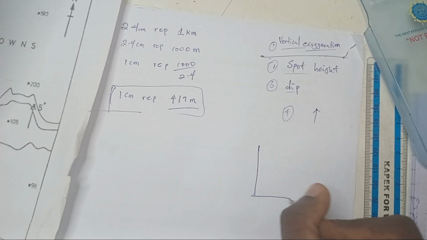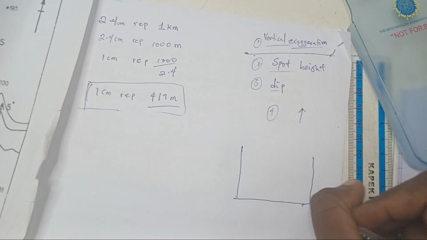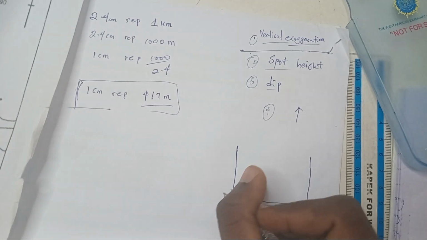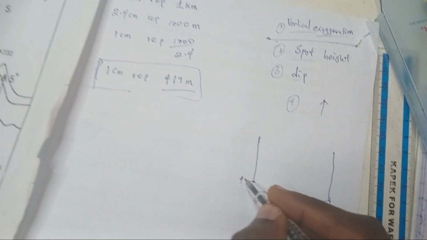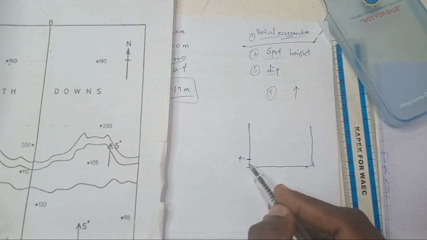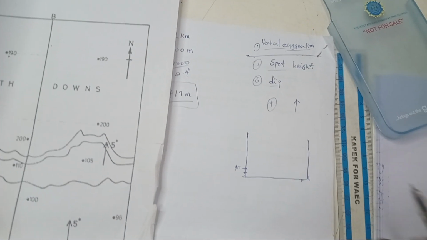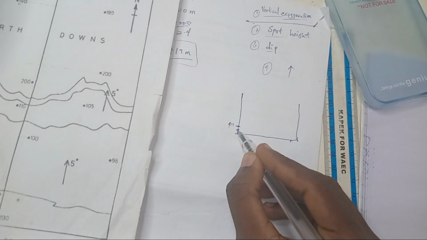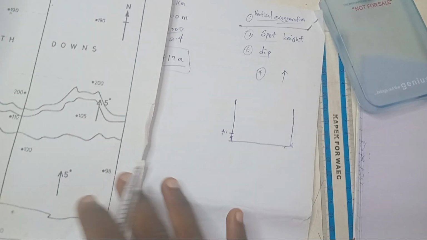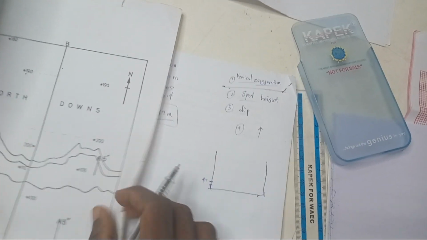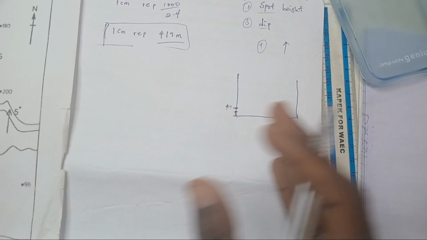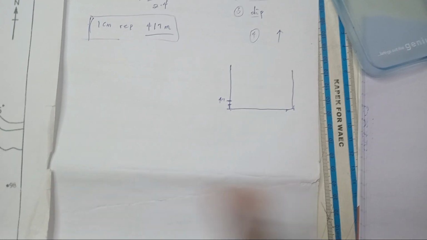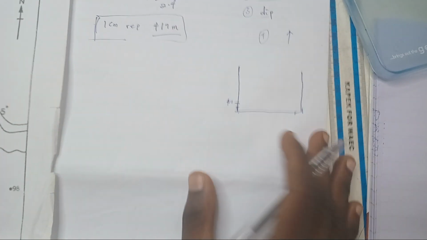Now just imagine you want to draw your cross section, and you take 1 centimeter representing 417. The highest in your map here is 200, so you can see that it is too small for you to show what is happening on the field geologically. So what do you do? You exaggerate. I'll give you a simple trick about exaggeration so you don't think too much.